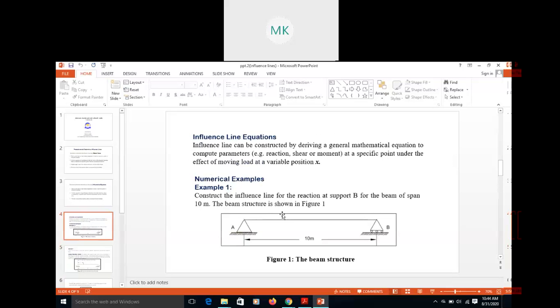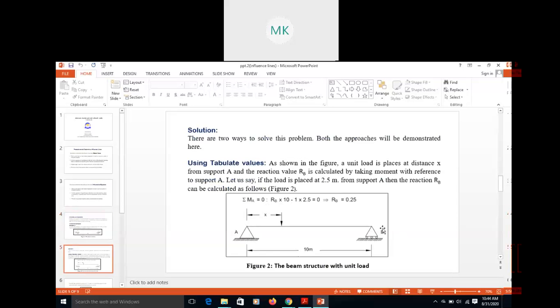Here we are considering what? We are considering a beam AB of span 10 meter. So we need to construct an influence line for this. For that, as you see, construct the influence line for the reaction at support B for the beam of span 10 meter. The beam structure is shown in the figure below. Okay, so we need to find out the reaction at B. So we'll move one by one.